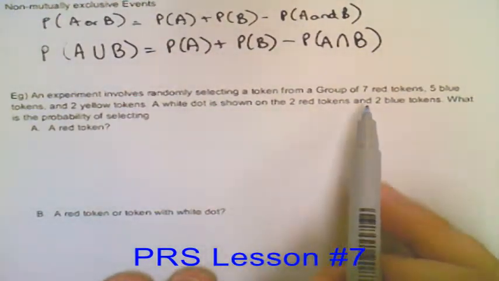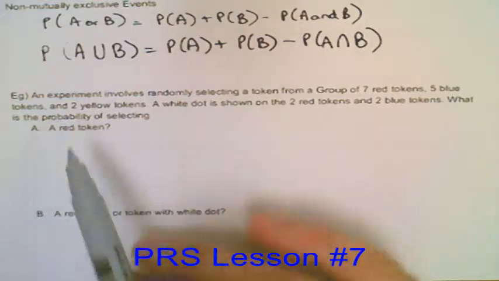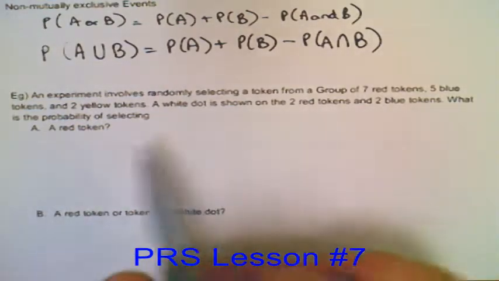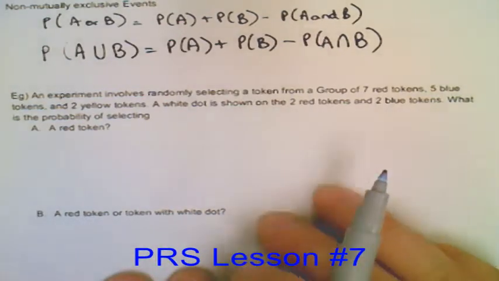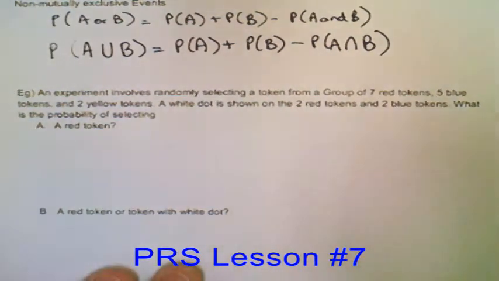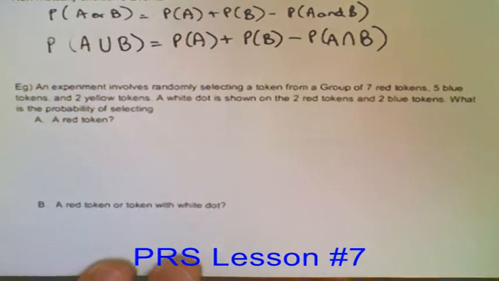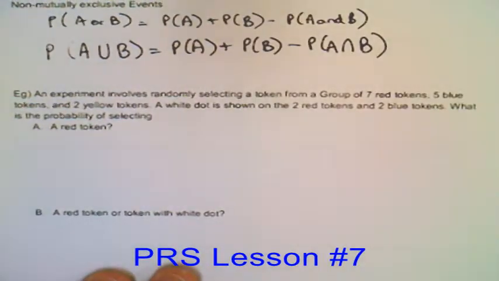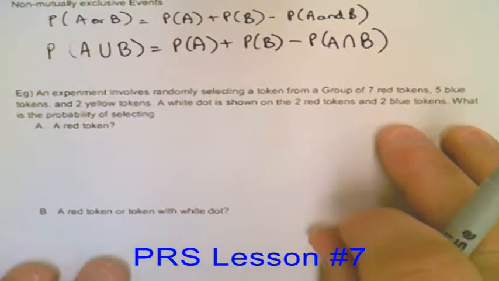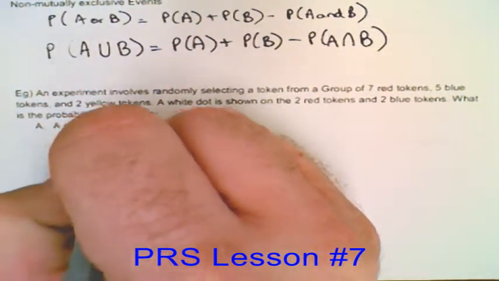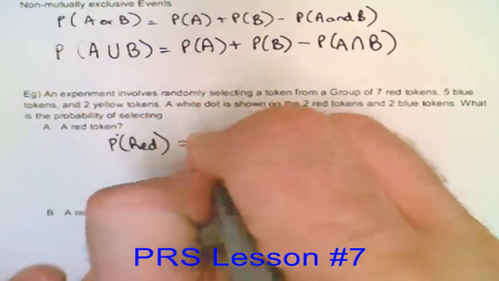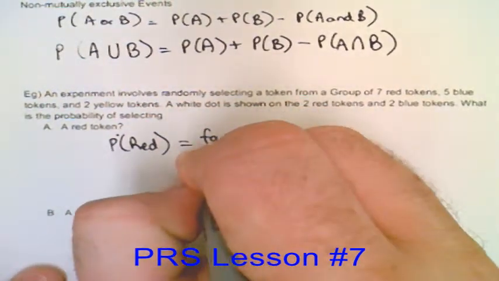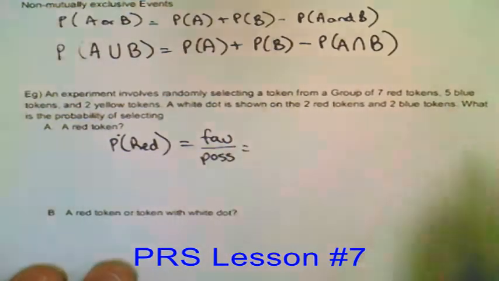So once you've got these formulas you're comfortable, you realize that mutually exclusive and non-mutually exclusive are essentially the same thing with the connections. So if I look at this one, an experiment involves selecting a token from a group of 7 red tokens, 5 blue and 2 yellow. So looking at that, 7 plus 5 plus 2, there's 14 tokens in this group. A white dot is shown on 2 of the red tokens and 2 of the blue tokens. What is the probability of selecting a red token?